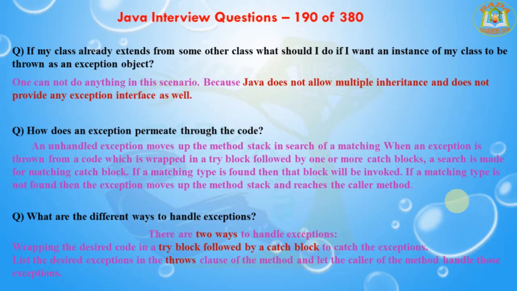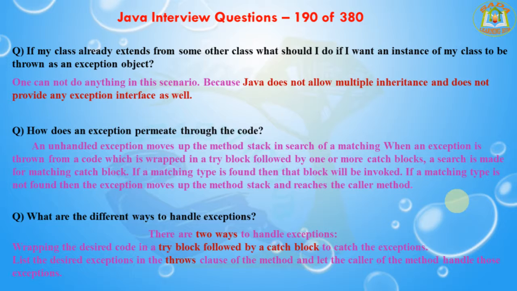How does an exception permeate through the code? An unhandled exception moves up the method stack in search of a match when an exception is thrown from code which is wrapped in a try block followed by one or more catch blocks. A search is made for a matching catch block. If a matching type is found, then that block will be invoked. If a matching type is not found, then the exception moves up the method stack and reaches the caller method. The same procedure is repeated if the caller method is included in try catch blocks. This process continues until a catch block that handles the appropriate type of exception is found. If it does not find such a block, then finally the program terminates.